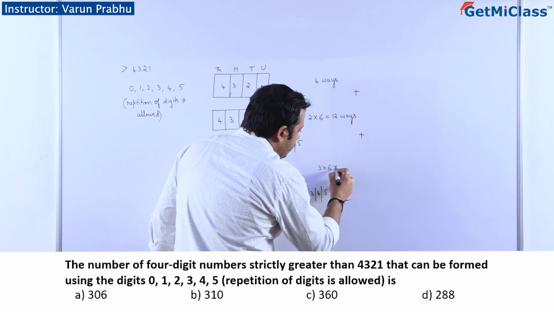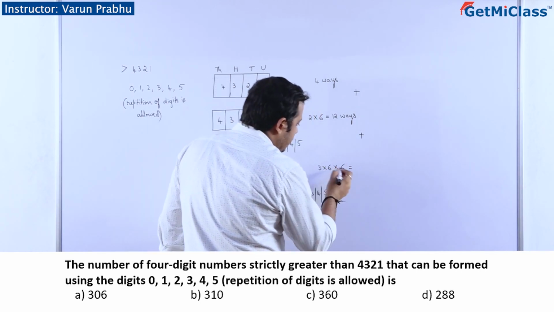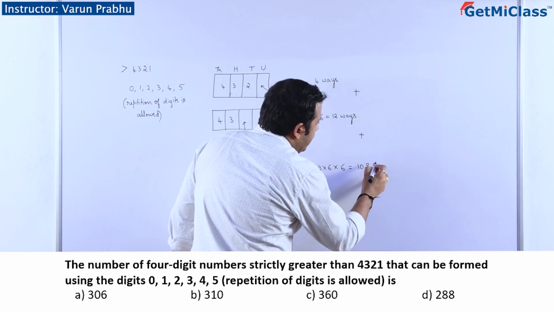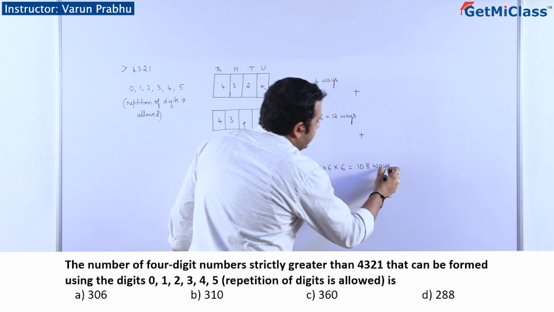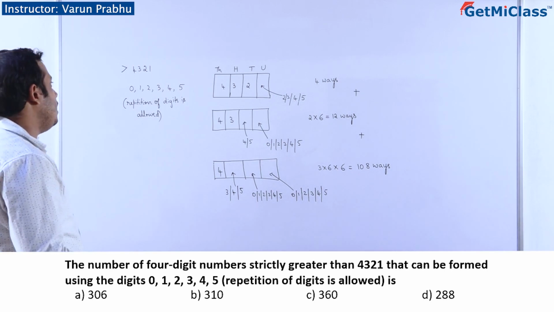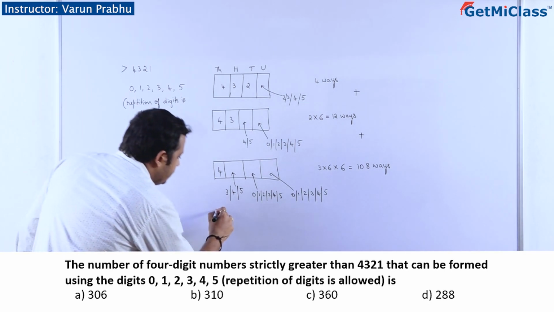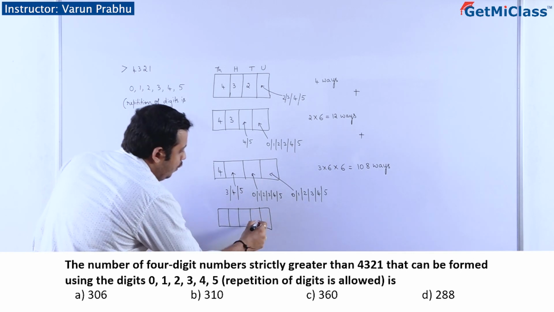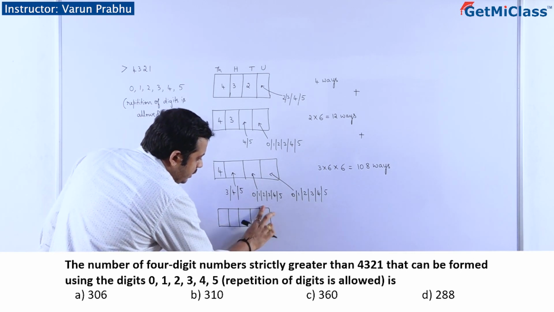Which means here this answer will be 3 into 6 into 6. So what is this answer? 3 into 6 is 18, 18 into 6 is 108 ways. And now the last number, if I'm concentrating on the last digit, it has to be like this, 4 digits, right?